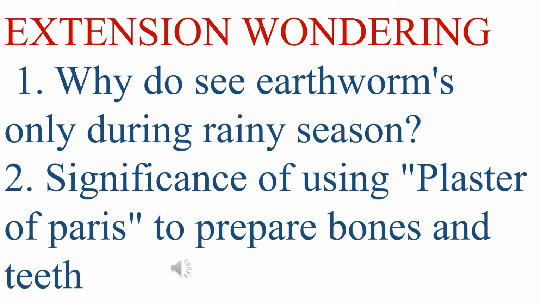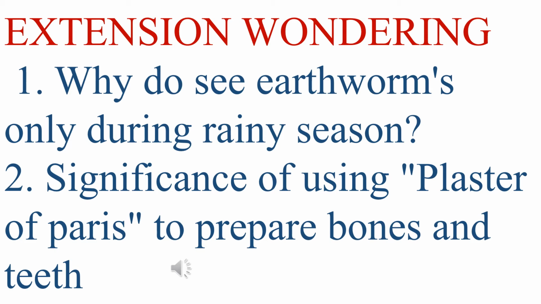The next topic I have given is extension wondering. If you take the animal forms, many animals' movements they will be studying in this lesson. So why do we see earthworms only during the rainy season? What is the need for the earthworm to come out during the rainy season alone? Because during the rainy season, the soil air space will be filled up with water, so the earthworm cannot survive under the soil. That's the reason we see earthworms only during the rainy season, not during the summer season.